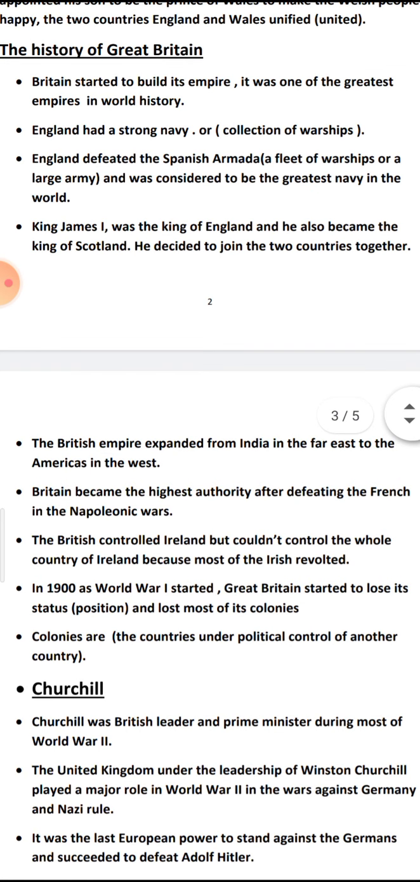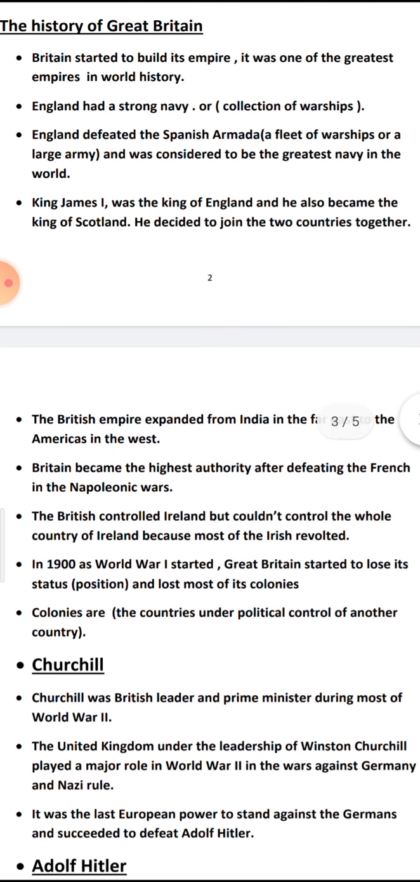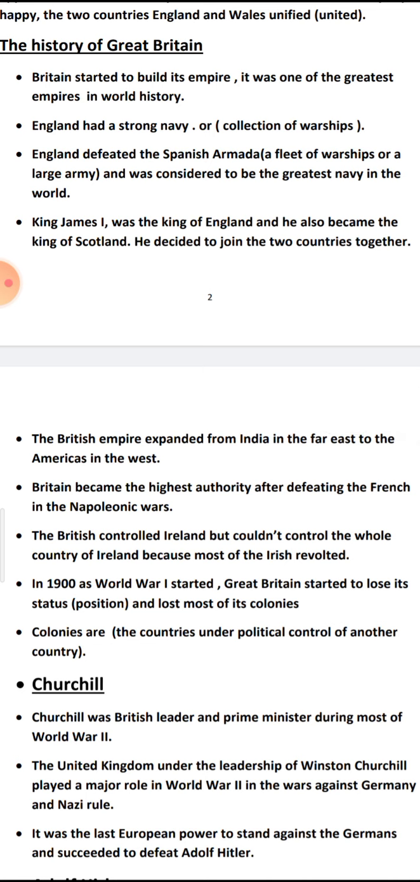What about the history of Great Britain? Britain started to build its empire. Britain, or Great Britain, started to build its empire. And this empire was one of the greatest empires in world history. England had a strong navy. Navy means a collection of warships. This is navy, army. Okay, big army, strong army. England had a strong army, a strong navy, a collection of warships.